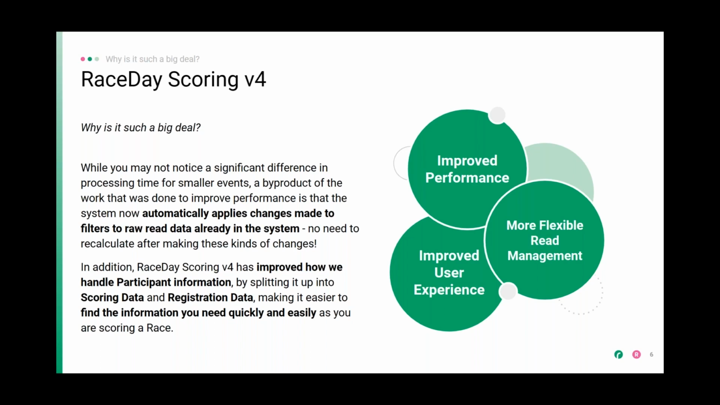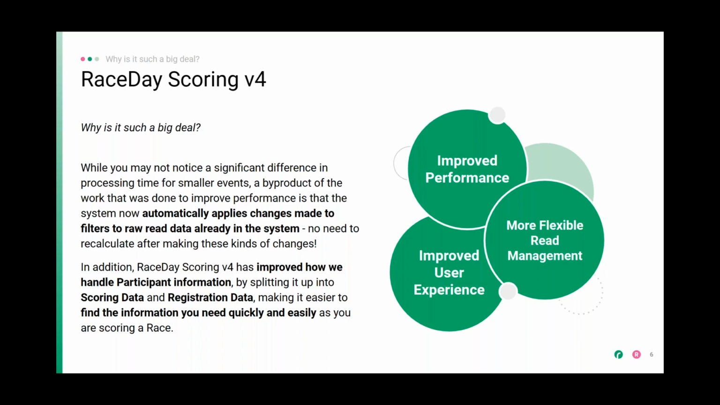In addition, we've improved how we handle participant information, and you may have noticed this when you look at a participant record in RaceDay Scoring. There's now a tab for scoring data and a tab for registration data. This makes it easier to find the information you need quickly and easily as you're scoring a race. Before, all of it was on one screen, and it was a little bit hard to find what you were looking for, and it was also a little bit easy to accidentally change something about someone's information when all you're trying to do is look up their results or get to their reads.